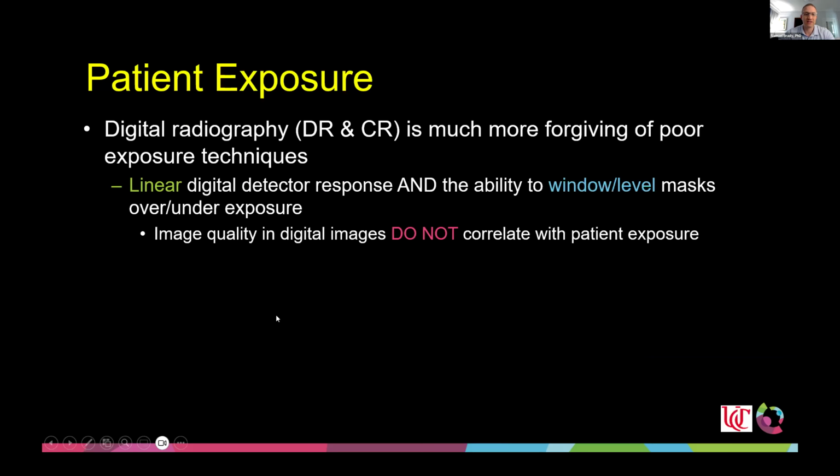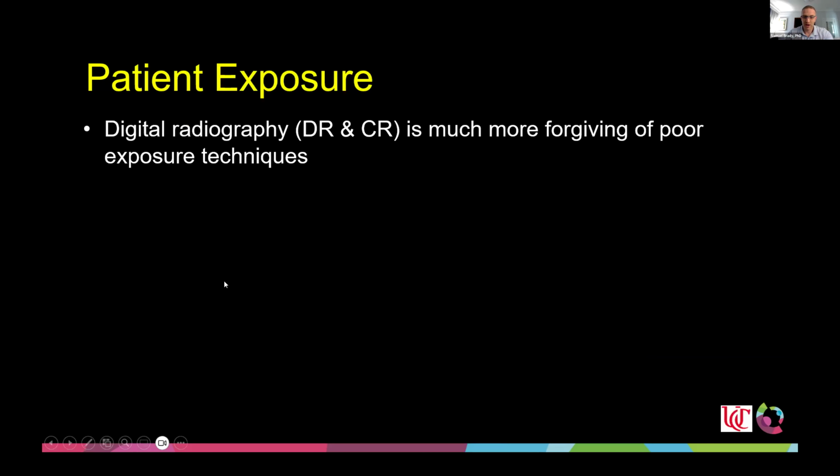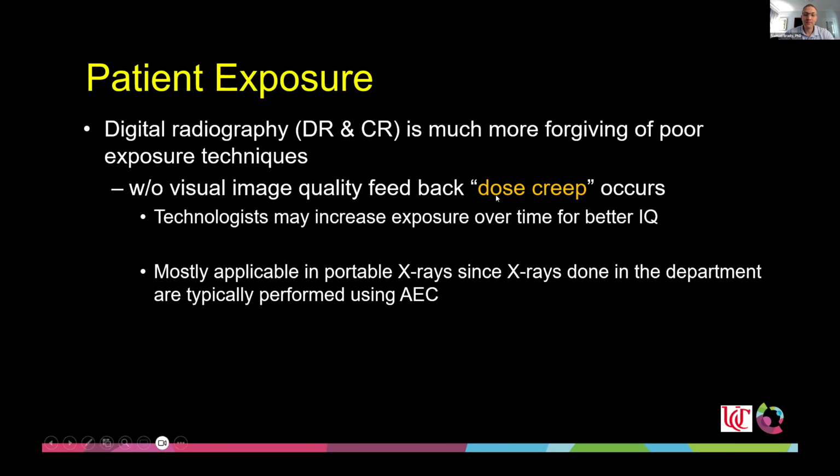dose creep. I got my slides out of order. That is to say, if the images look okay, generally speaking, all the time at a higher dose, then we have a tendency to just turn up our technique factors. And so radiologists won't call up and say, hey, this is too noisy of an image. And obviously we get in trouble.